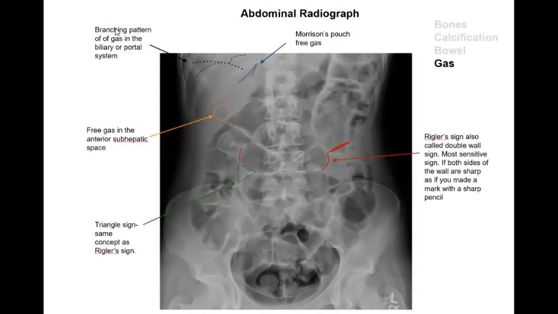The places of gases: branching pattern of the gas in the biliary portal system. Morrison pouch free gas in the subhepatic space. Don't forget Rigler sign and pseudo-Rigler sign to check both sides of the bowel. Triangle sign, the same concept as Rigler sign.